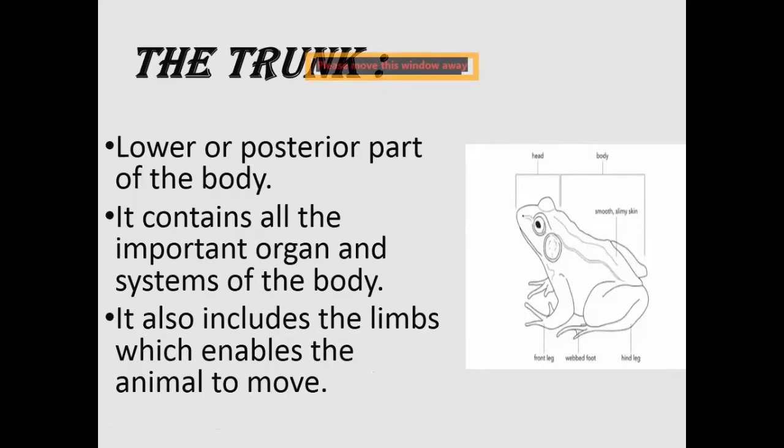It includes the limbs which enable the animal to move from one place to another. So basically, the animal body is divided into two parts or regions, that is the head and the trunk. The head is the anterior part or the front part, and the trunk is the posterior or the lower part. Look at this diagram of the frog.